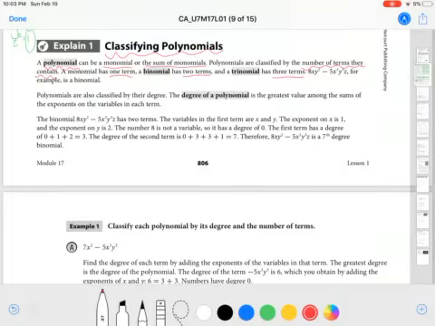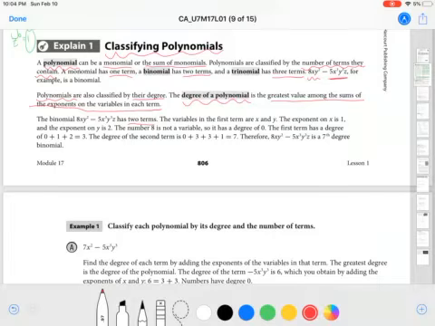So 8xy squared minus 5x cubed y cubed z, for example, is a binomial. So we have our first term here, and we have our second term here. Polynomials are also classified by their degree. The degree of a polynomial is the greatest value among the sums of the exponents of the variables in each term. So the binomial 8xy squared minus 5x cubed y cubed z has two terms.